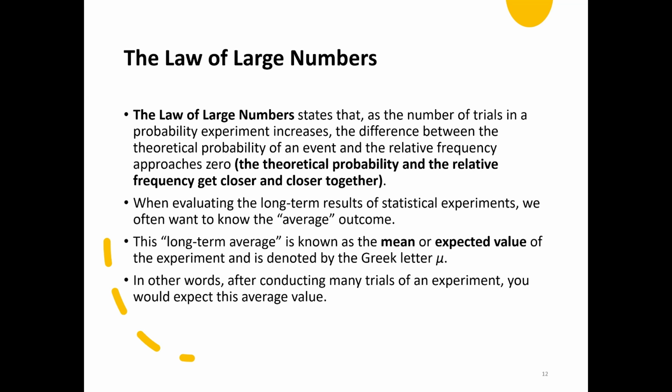When evaluating the long-term results of statistical experiments, we often want to know the average outcome. The long-term average is known as the mean or expected value of the experiment, and we use the Greek letter mu to describe that. So this is the Greek letter mu.